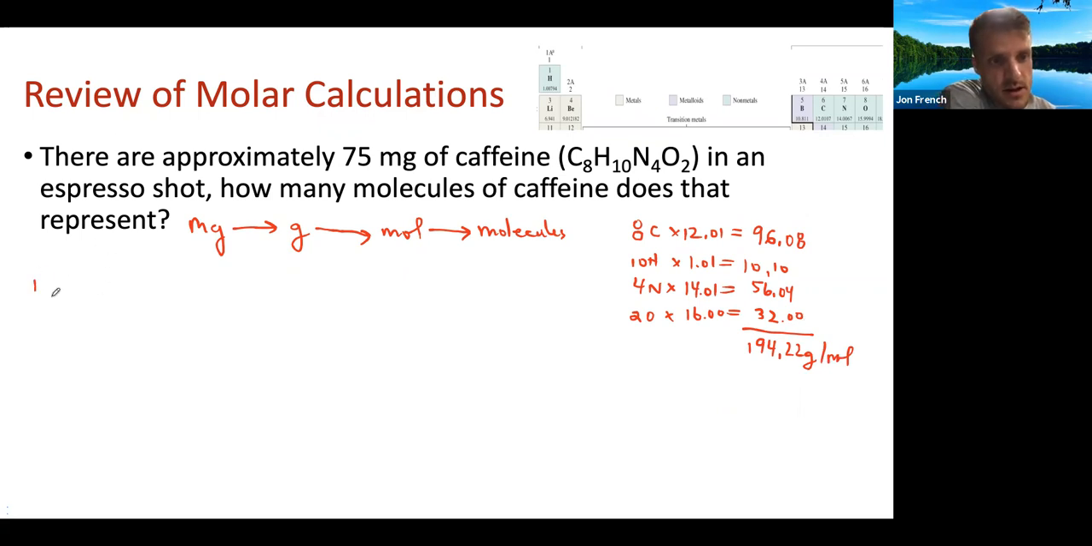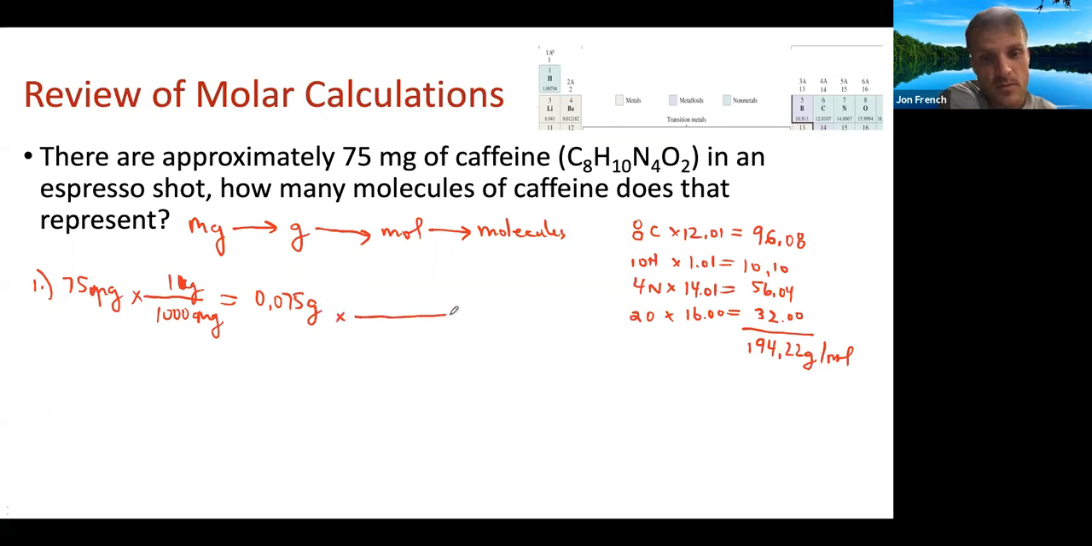Right, so let's start our calculation now. We can go from milligrams to grams because we know that for every 1,000 milligrams, I have 1 gram. So we divide 75 by 1,000, and I've got 0.075 grams of caffeine.